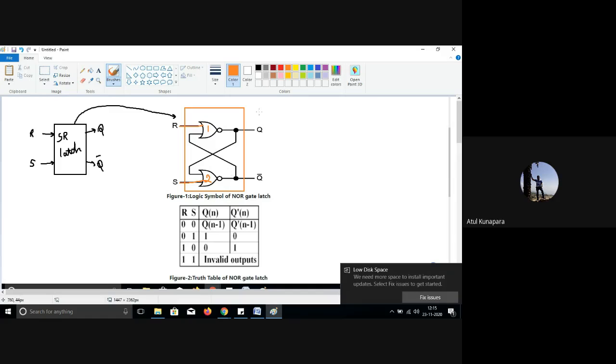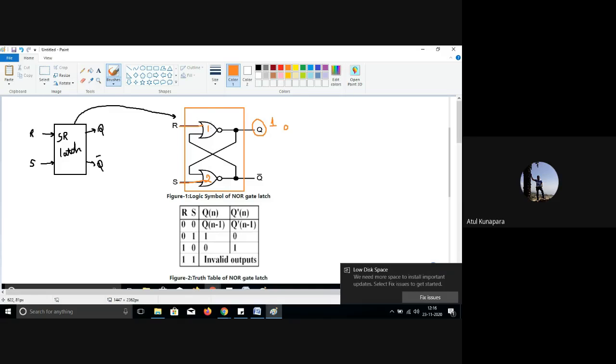See, the output Q here, which is at the output of this circuit, if it is made logic 1, we call it a set condition. If the output Q has logic 1, then you can say it is a set condition. Now if your output Q is logic 0, you can say it is a reset condition.